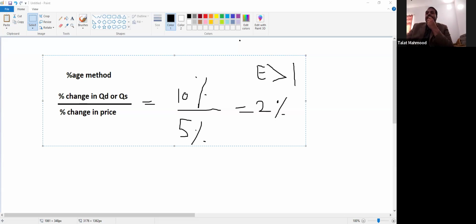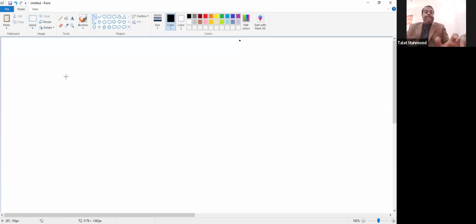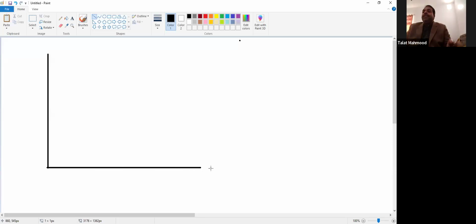So here we see what will happen if government intervenes. This is an interesting thing that I'm going to show you. Here we see that this is our supply curve and this is our demand curve.